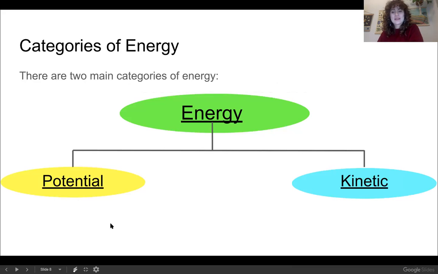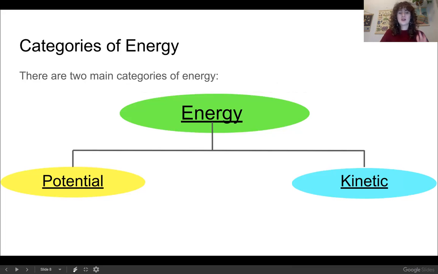All right, so let's get to our different types of energy. We're going to start with some big categories. So there's many different types of energy, but all of them can be put into either one of these two categories, potential or kinetic.